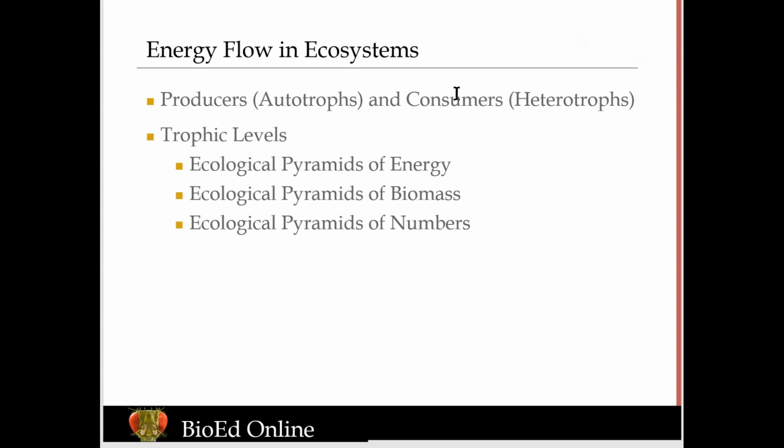So we have two different words. These are ecological terms, producer and consumer. Autotrophs and heterotrophs are more of a biological term. Same thing, though. And consumers have various trophic levels, and that's what we're going to look at next. We're going to look at pyramids to see how we can represent the level of energy versus biomass and the numbers.